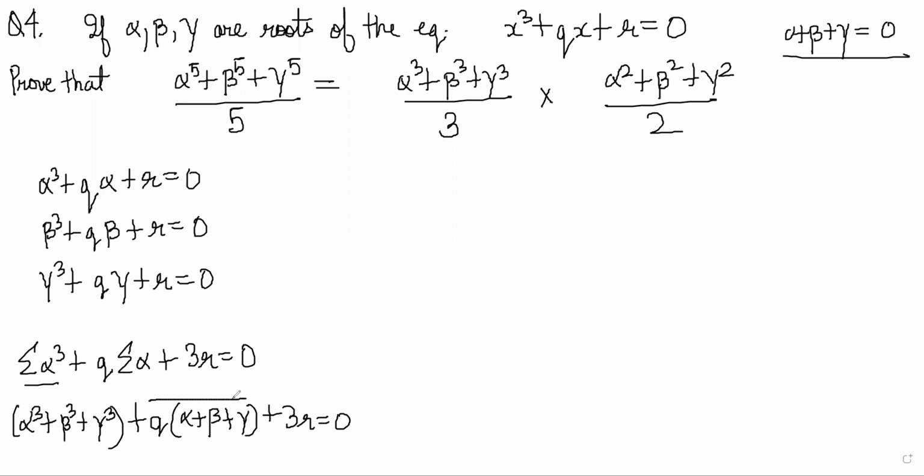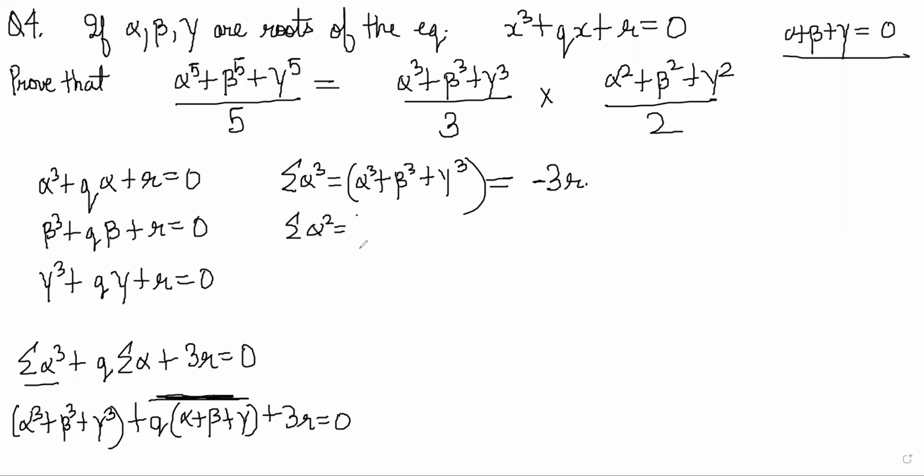So therefore this term vanishes, right? So what we get is the summation of alpha cube, or basically alpha cube plus beta cube plus gamma cube, is equal to minus 3r, right? This we have gotten. Now summation of alpha square, basically what is that?